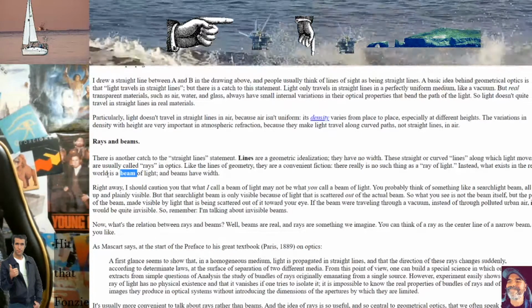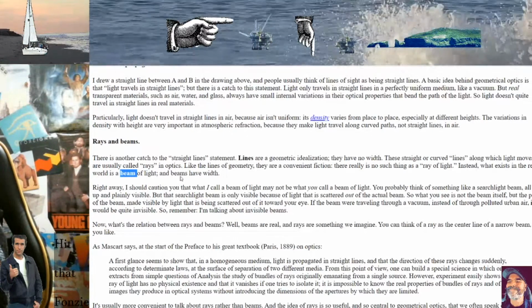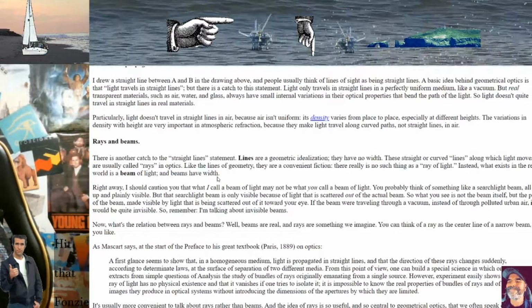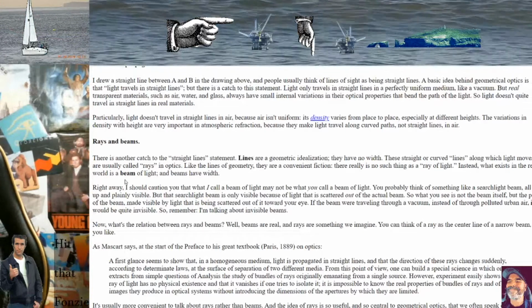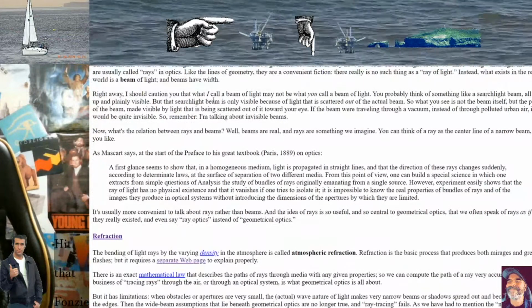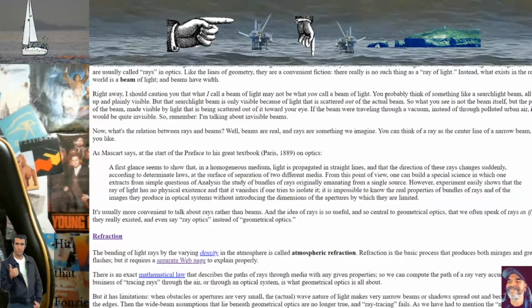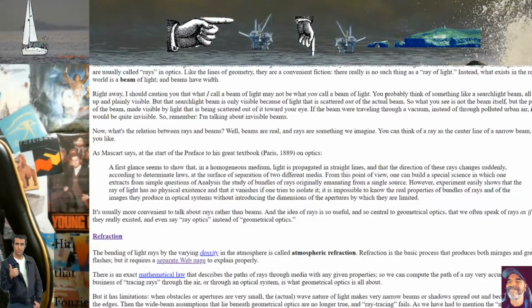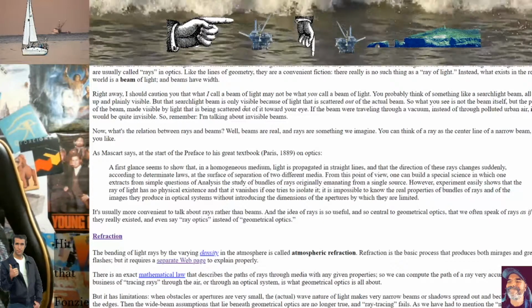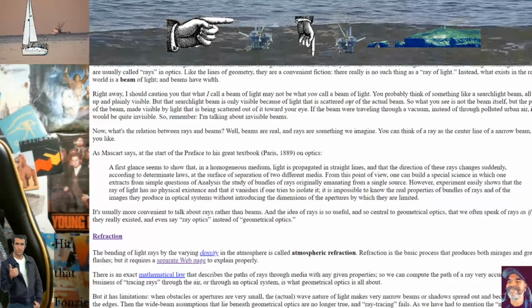What exists in the real world is a beam of light. And beams have width. Again, show me this. Height, width, depth, three-dimensional. Right away, I should caution you that what I call a beam of light is not what you might call a beam of light. You probably think of something like a searchlight beam, all lit up and plainly visible. But that searchlight beam is only visible because of light that is scattered out of the actual beam.